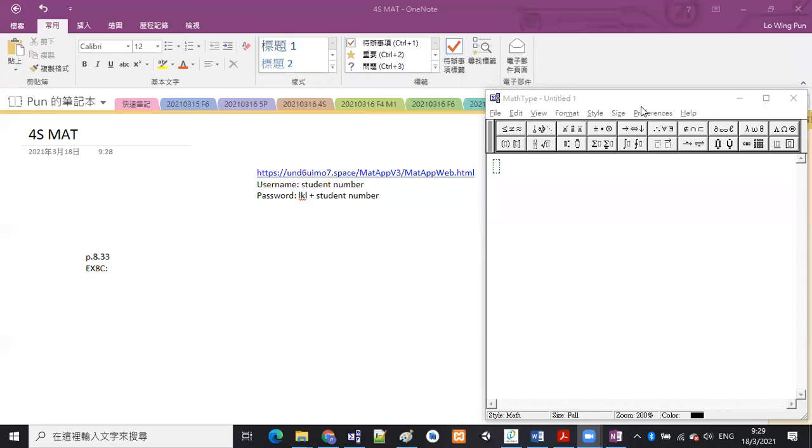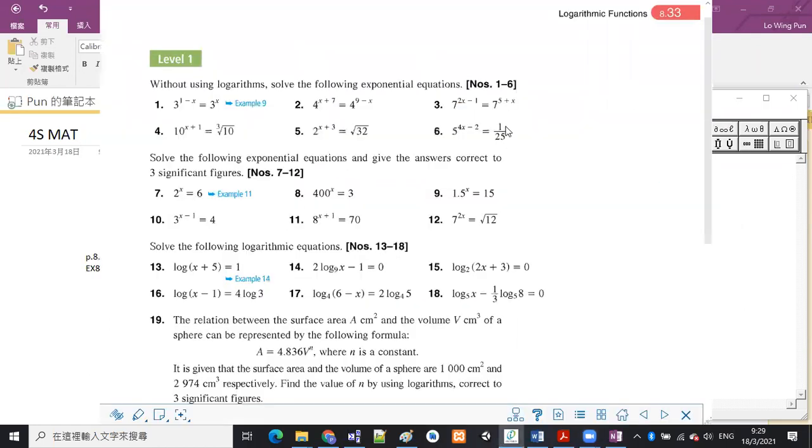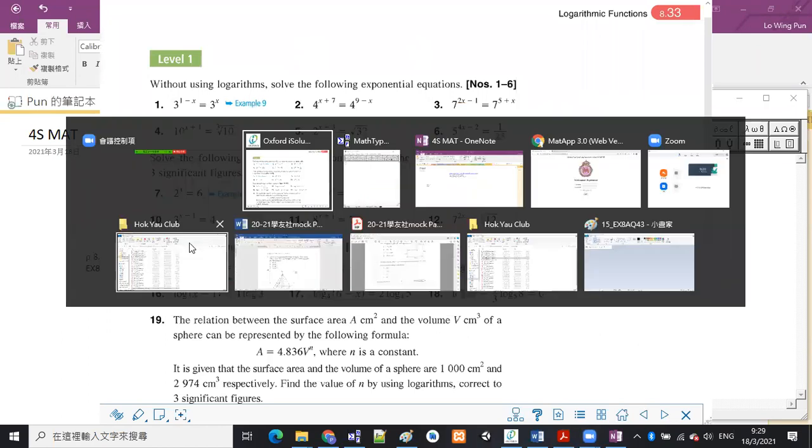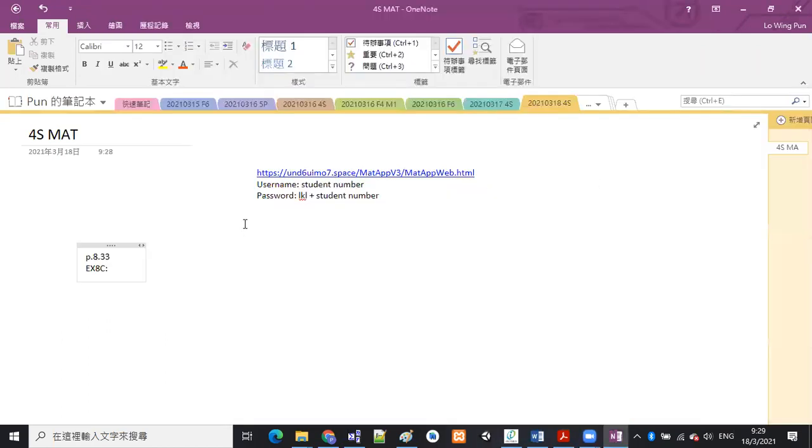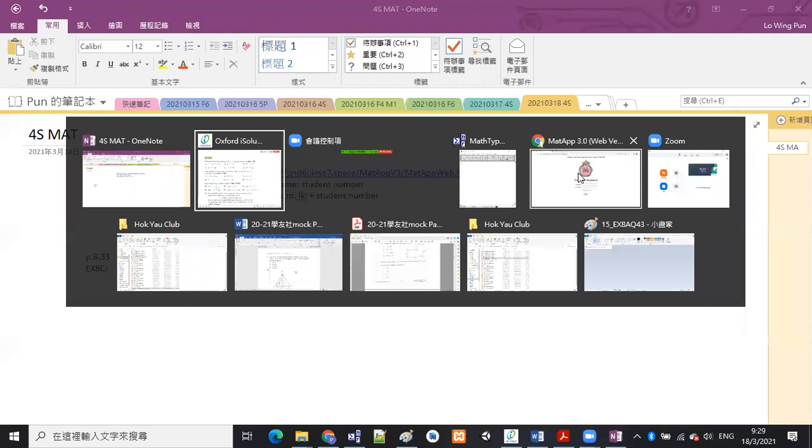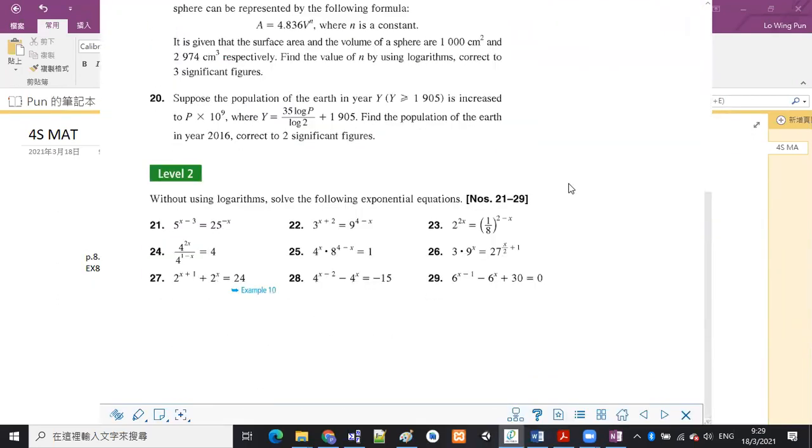We'll talk a little bit more about solving equations, exponential equations and log equations. Let's go to Exercise 8C, on page 8.33. I would like to talk about some level 2 questions. Okay, so let's do 20.